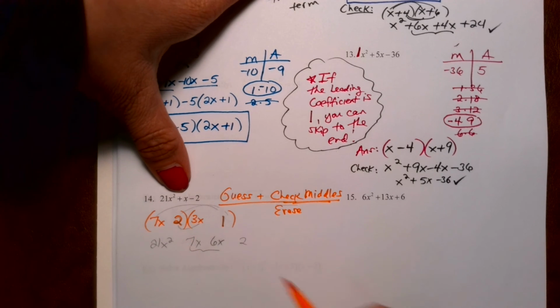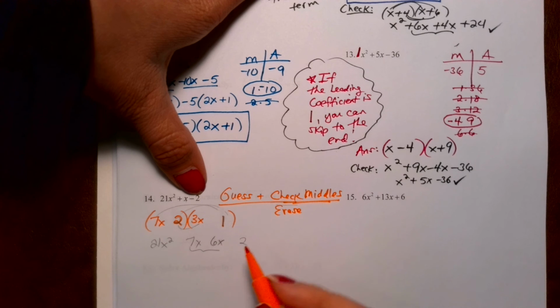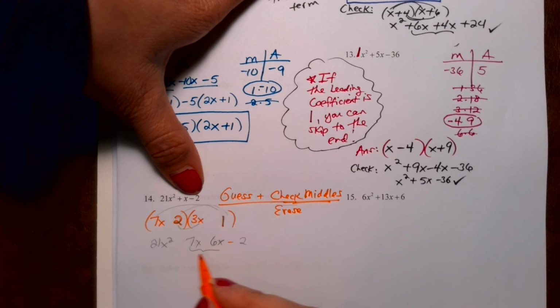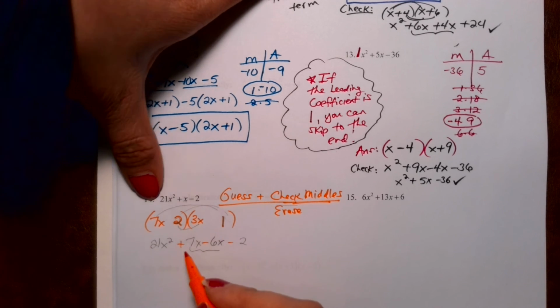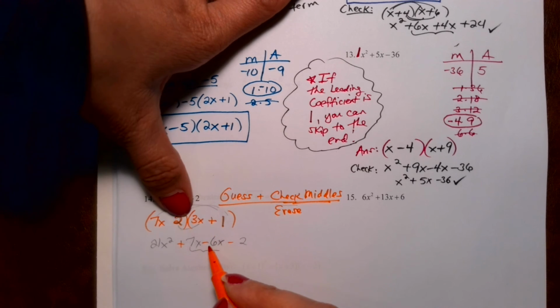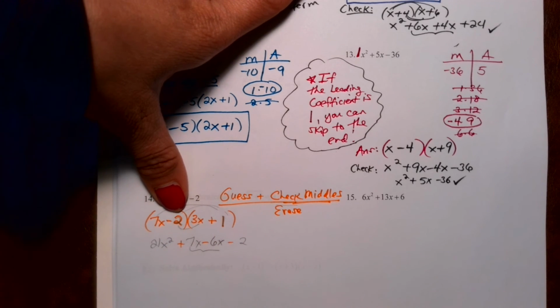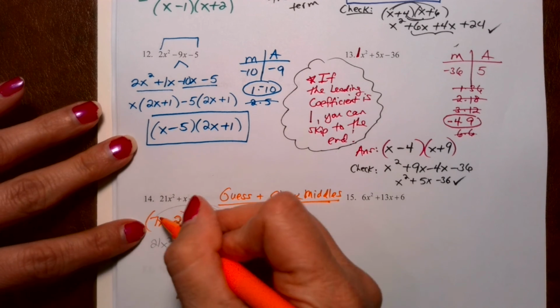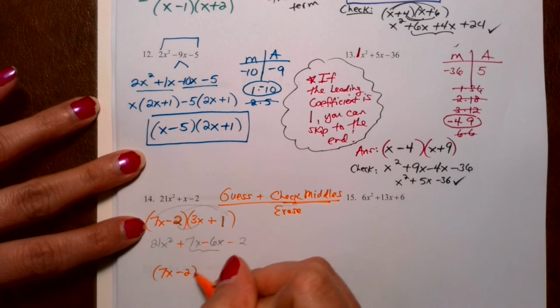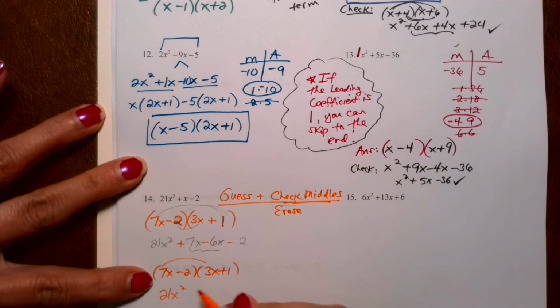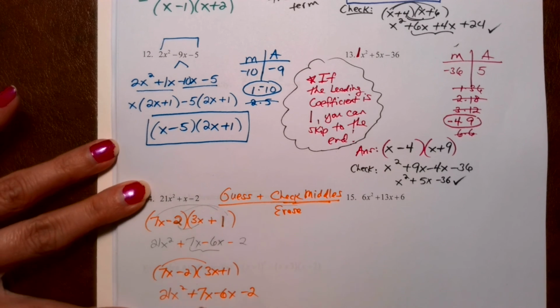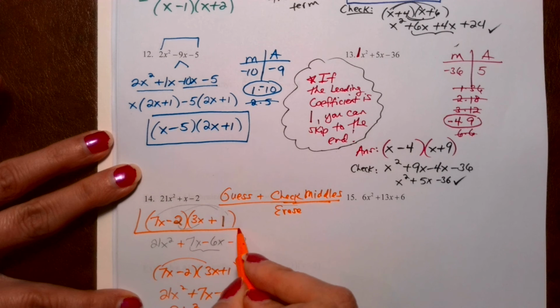But now I've got to think about the plus and minus signs. I know one of them has to get a minus, and I know that I want this to add up to 1. So plus 7 minus 6 would be the way to go. Let's put the plus on the 7 and the minus on the 6. Now it's time to check. Does 7x minus 2 times 3x plus 1 actually make the problem? 21x squared plus 7x minus 6x minus 2. And that does indeed check. It works. So then you could box up your answer.